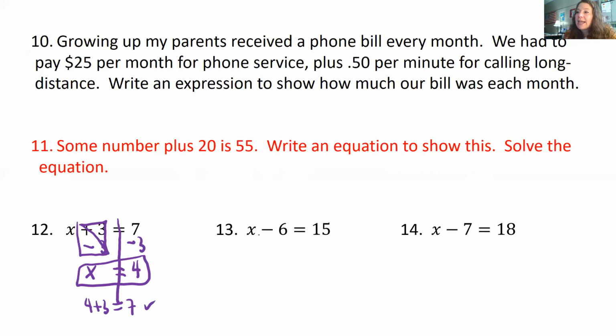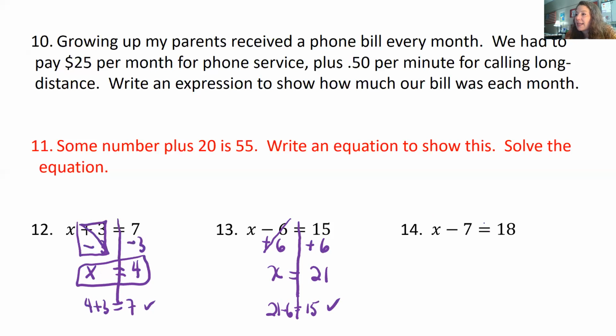Number 13, x minus 6. Well, I want x by itself. So what's the opposite of subtracting 6? The opposite of subtracting 6 is adding 6. I'm going to add 6 to both sides of the equal sign. This is gone. X is equal to 21. Then to check my answer, does 21 minus 6 equal 15? Yes, it does. I am correct.